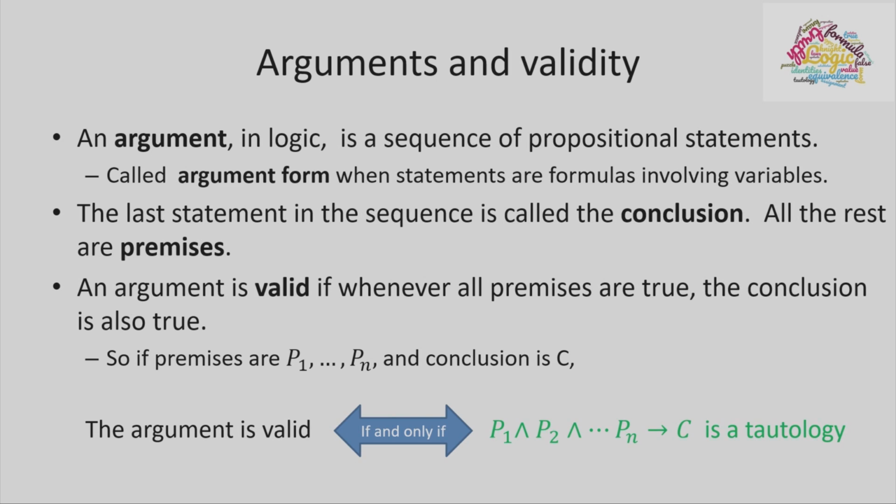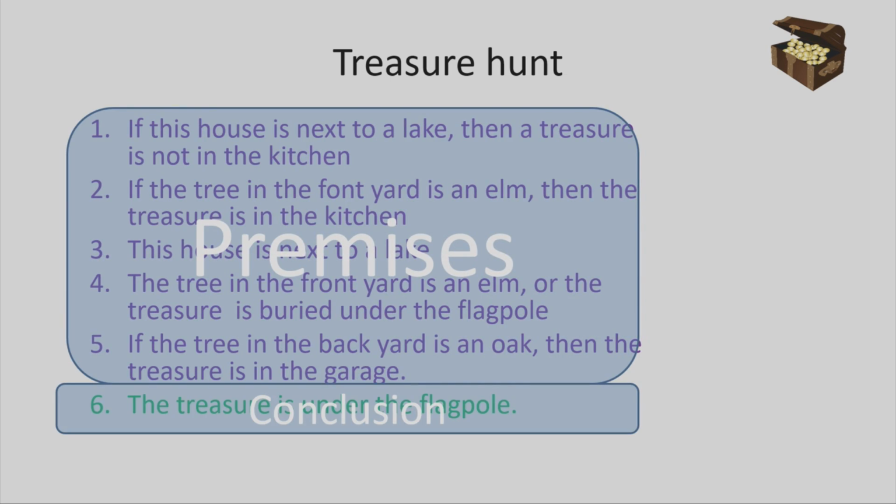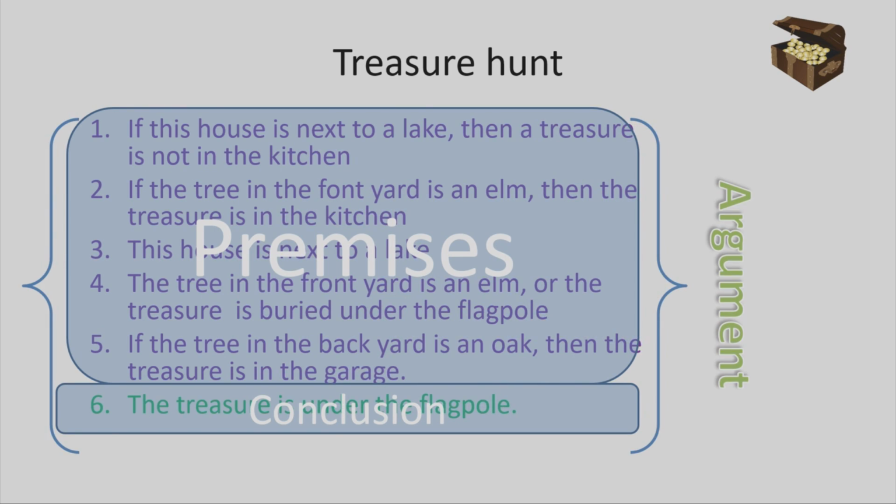That is, if you were to write the gigantic truth table for it, you would find that at every row of the truth table, every scenario, you get P1 and P2 and P3 and P4 and P5 implies conclusion. This must be true. The 5 clues imply that the treasure is under the flagpole. That must be true if our argument for figuring out where the treasure is was actually valid. So here the premises are the 5 clues, and the final conclusion is that the treasure is under the flagpole. And the whole thing is an argument.